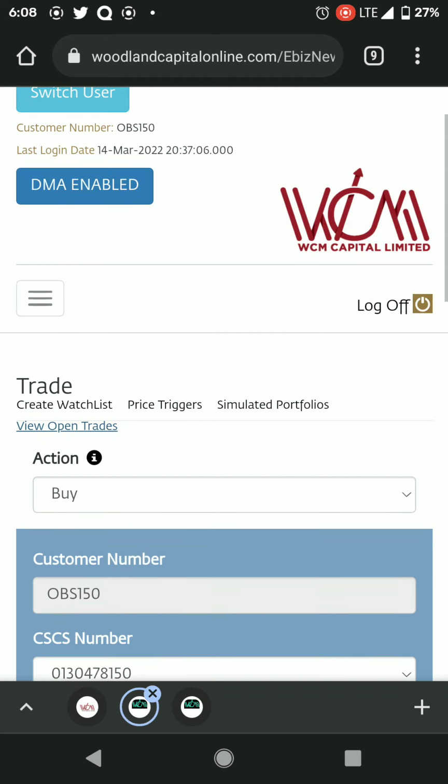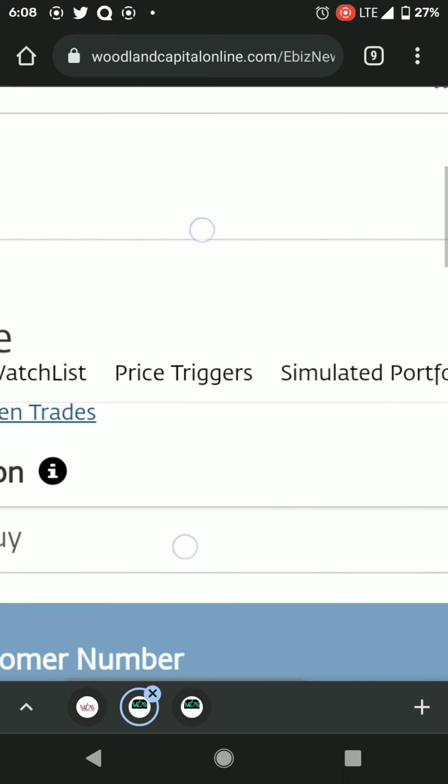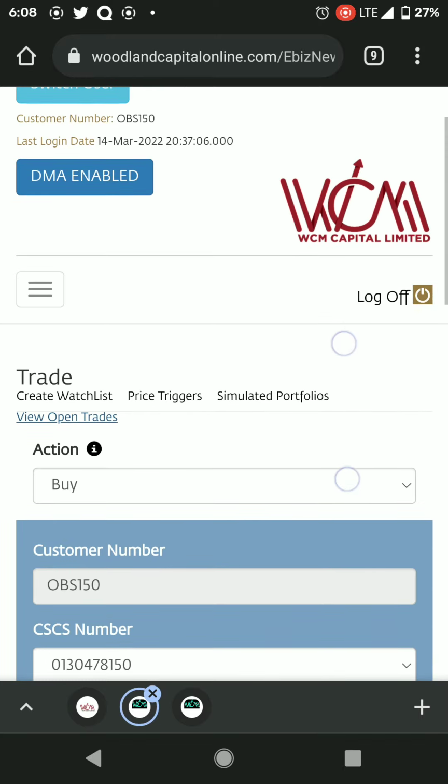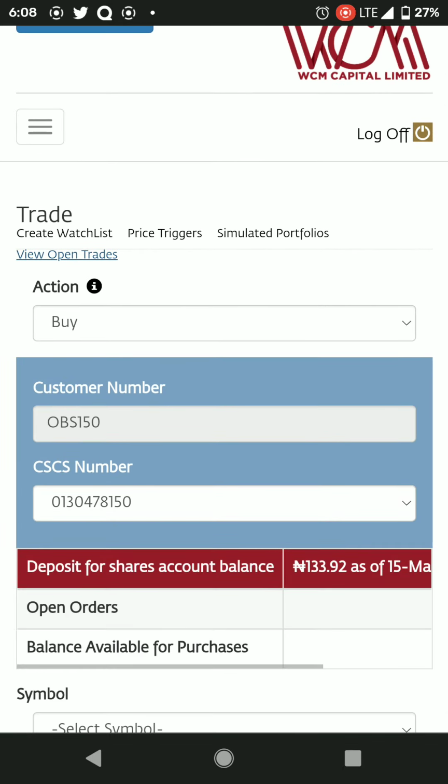There are some screen-based buttons here. You have create watch list, you have price triggers, you have simulated portfolios, you have view open trades. Now sometimes you have placed a trade and the trade has not been executed. Why? That's possible because you may have placed a limit trade, or you may have placed a market trade and it has not been filled.